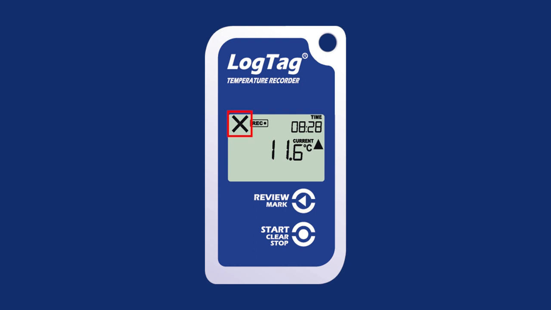If an alarm event occurs, a cross symbol will display in the top left corner of the screen. To the right of the screen an arrow will appear indicating whether an upper or lower alarm has been triggered.